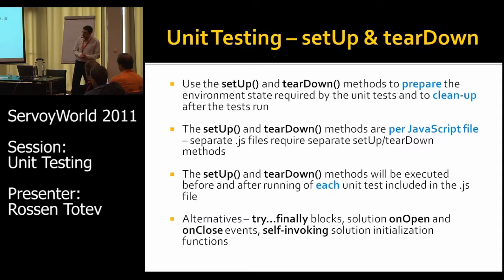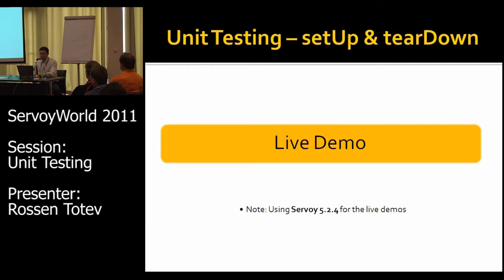Of course, you can always use try finally blocks within the individual unit test methods to clean up data, or use the on solution open and close for the unit test solution to do some global cleaning up as needed. And let me show you a little demo on how the setup and teardown methods can be used.